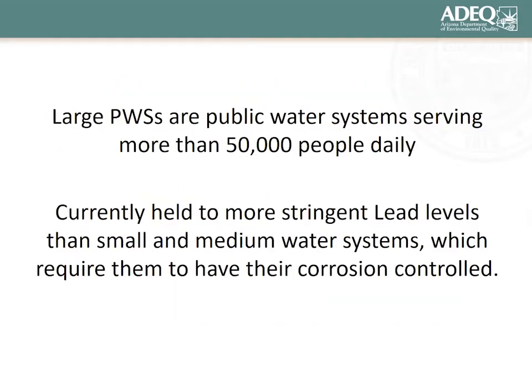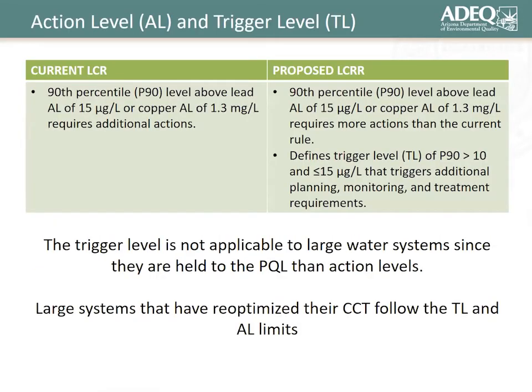So like I mentioned before, large systems hit the same definition if they serve more than 50,000 people per day. And I also mentioned before that they're held to more stringent lead levels, which is what we call the PQL. Currently, water systems are held to the 90th percentile concentration, meaning that if 10% or more of their samples come back above the action level for lead, 15 micrograms per liter, or 1.3 milligrams per liter for copper, it triggers them into what we call the corrosion control treatment steps.